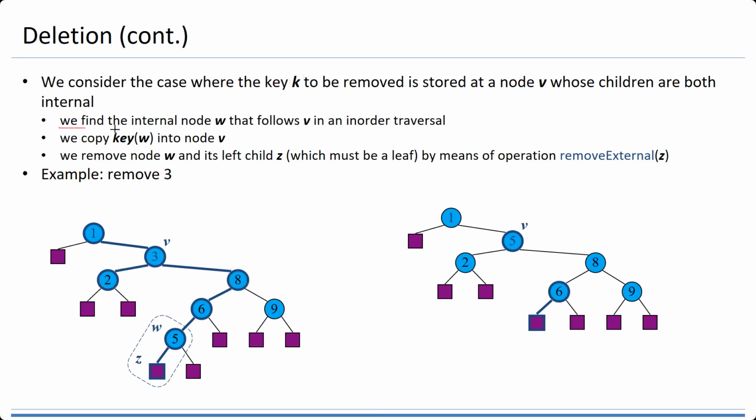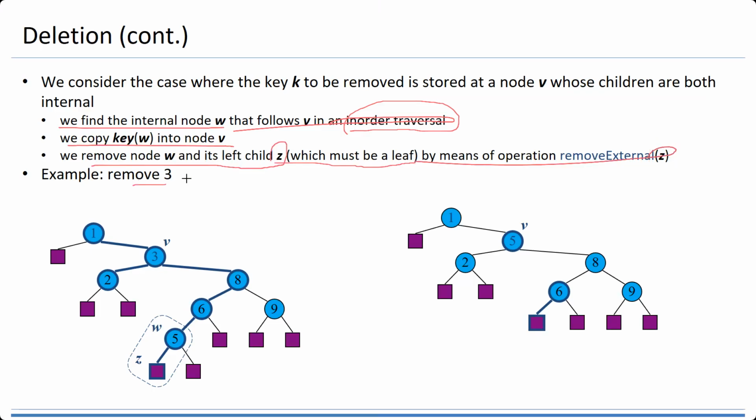At first, we need to find the internal node W that follows V in an in-order traversal. What is in-order traversal? The in-order traversal means I will follow the sequence based on the sorted key. We copy the key of W into V, and then we remove W and its left child Z, which must be a leaf, by means of the operation remove external Z.